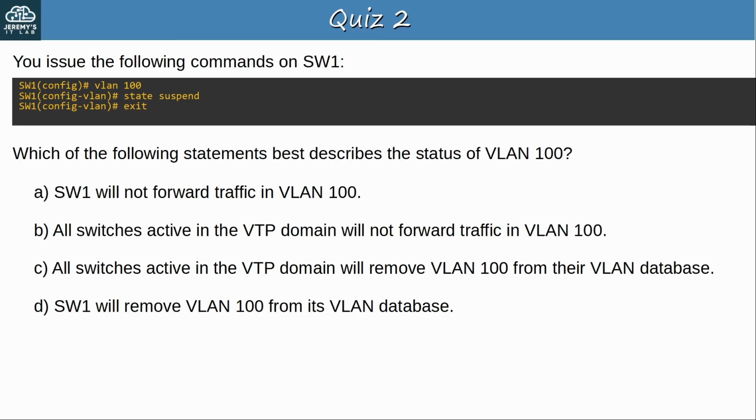You issue the following commands on switch 1. Those are VLAN 100, then state suspend, then exit. Which of the following statements best describes the status of VLAN 100? Pause the video now to think about the answer.